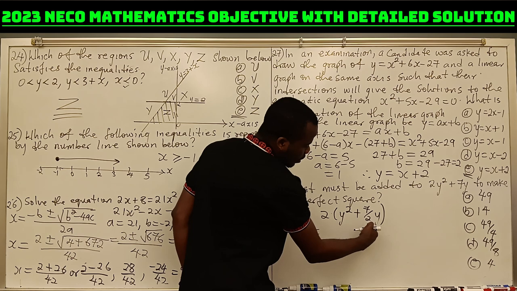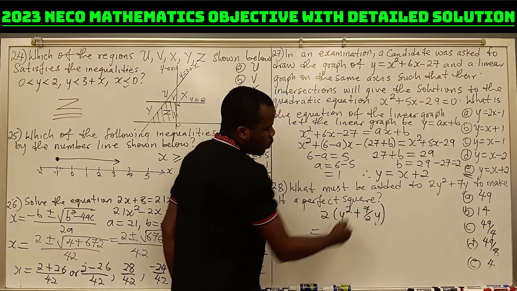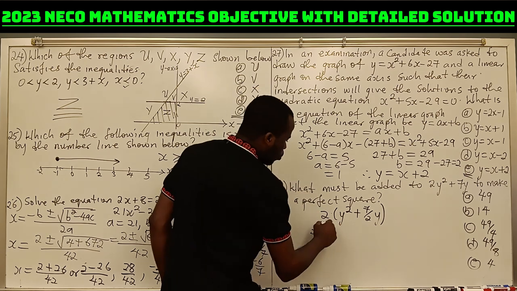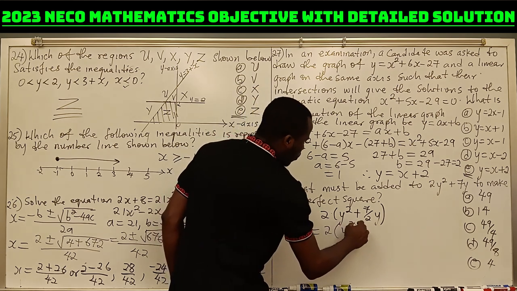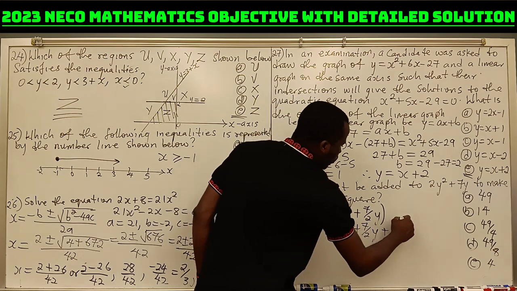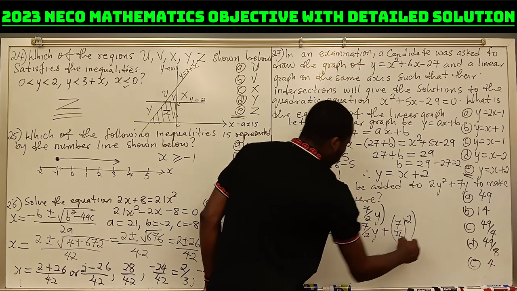Half of this is 7 over 4. It's just dividing the coefficient of y by 2. So 7 over 4, we'll square it and add it. So it will be 2 bracket y squared plus 7 over 2y plus 7 over 4, which is half of this, all squared. Close our bracket.